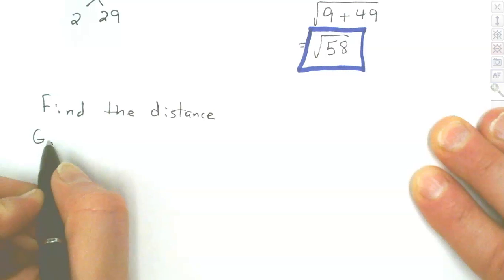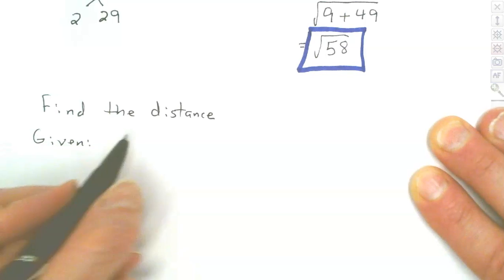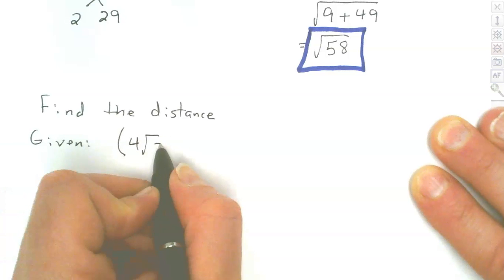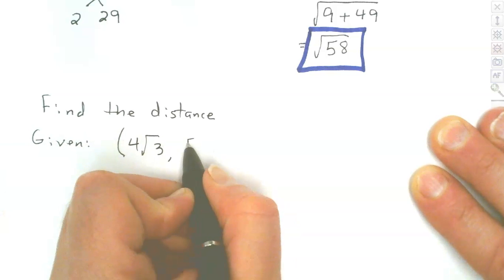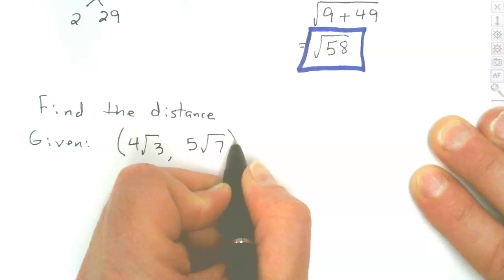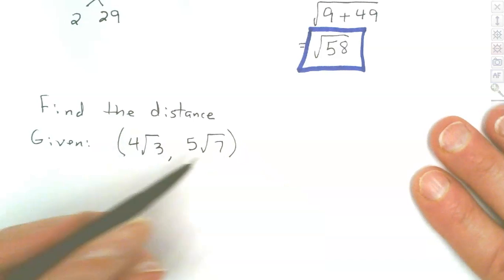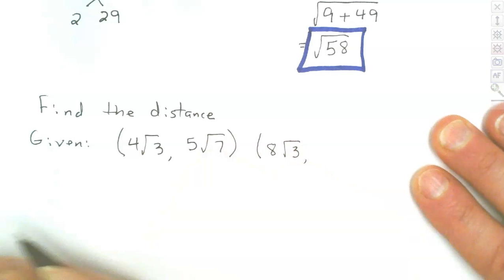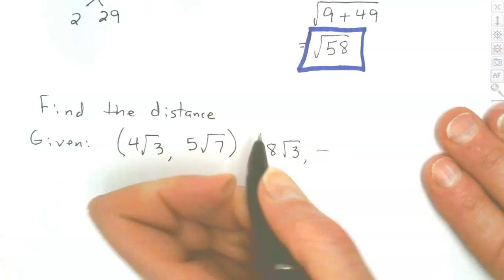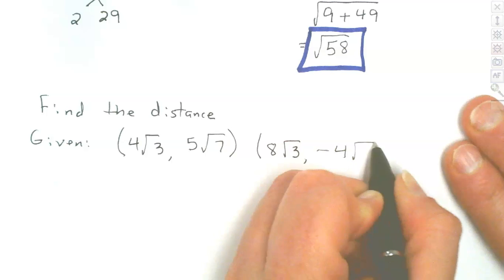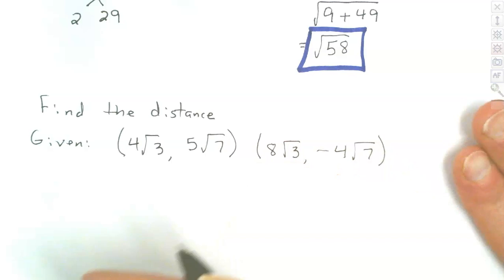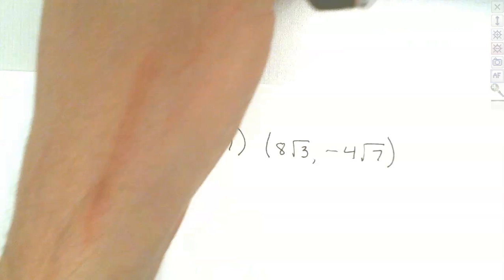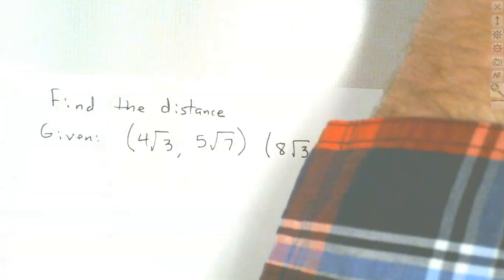And you're going to be given 2 ordered pairs. So let's say you're given 4 square root of 3, comma 5 square root of 7. And how about 8 square root of 3 and a minus 4 square root of 7. So this one is a little bit different because it has square roots already in it.